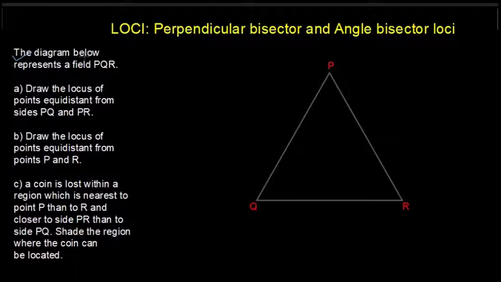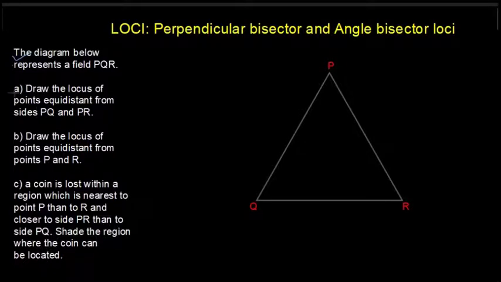The diagram below, alongside, represents a triangle PQR. Part A, draw the locus of points equidistant from sides PQ and PR. Part B, draw the locus of points equidistant from P and R. And then part C, a coin is lost within a region which is nearer to point P than R and closer to side PR than to side PQ. Shade the region where the coin can be located.